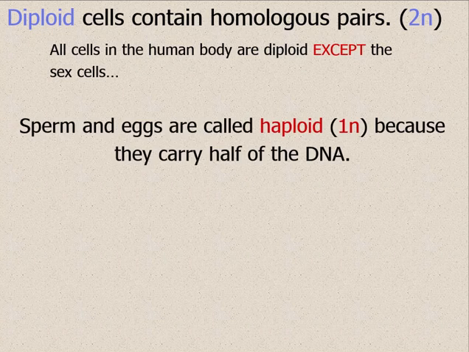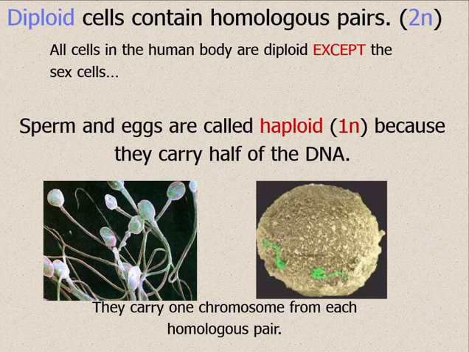Sperm and eggs are called haploid. Haploid has half the DNA. So underline that HA in haploid and half. Sperm and eggs are called haploid because they carry half the DNA. They carry one chromosome from each homologous pair, so that when you add the two together, you end up with the right amount of DNA.